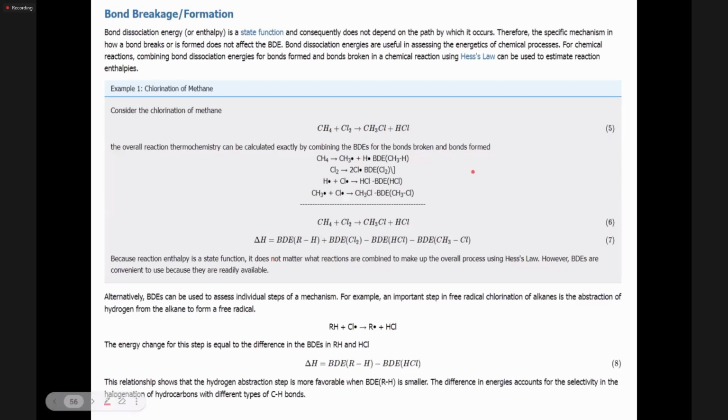Now we will move on to the next case where we will discuss the bond breaking or bond making procedure. So how can we take this up as a very good or classical example? Bond dissociation energy, as I have told, is very much trivial because in most of the cases, the bond dissociation energy will be between a homolytic bond.